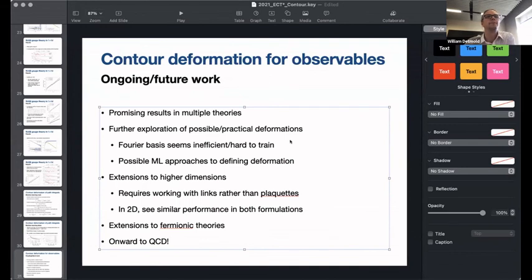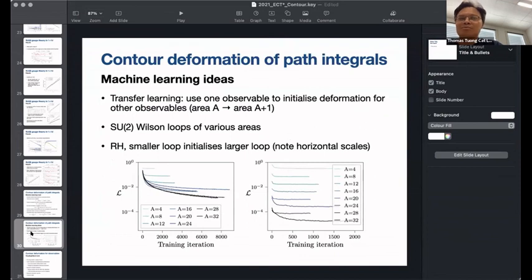I enjoyed it quite a lot. I had a couple questions. One was actually related to your statement about transfer learning. If I understood correctly, the optimization of your contour deformation, I thought that would be observable dependent. For each observable you do, you will have a different optimization, and yet it doesn't seem to be completely independent, because you said transfer learning was actually useful here, or did I misunderstand? Can you comment on that?